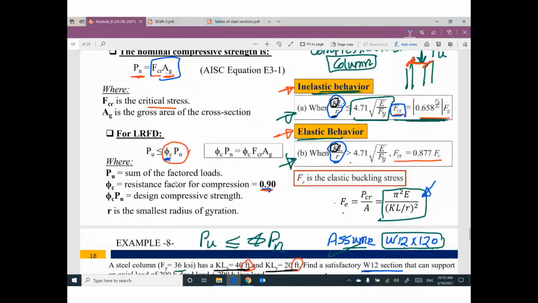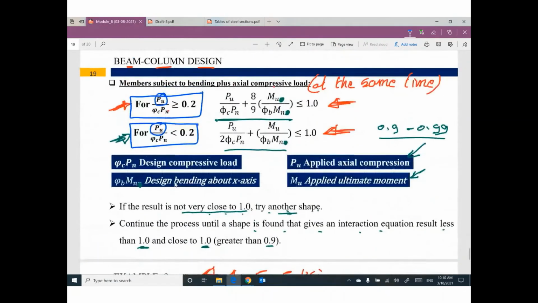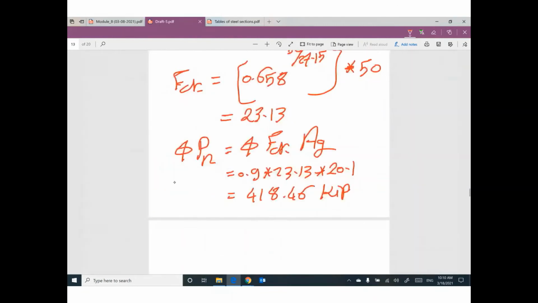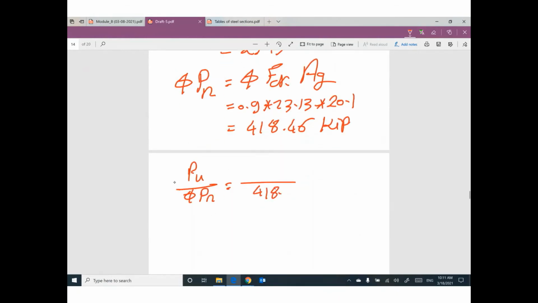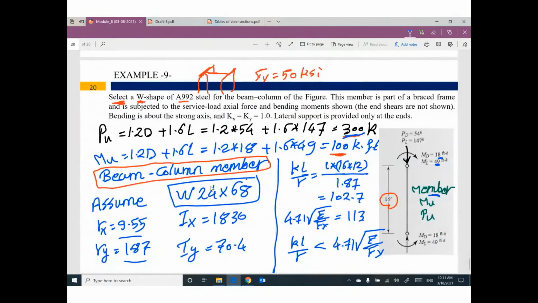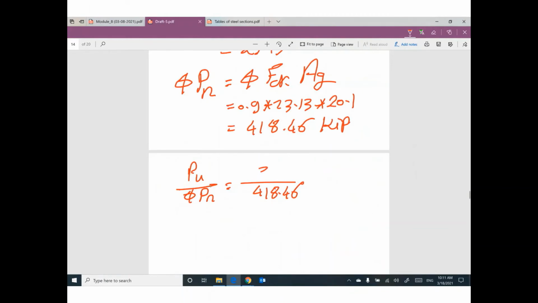Guys, I would like to remind you what you are looking for. I would like to decide whether this one will be valid or this one. So I need to figure out the value of P ultimate divide phi Pn. Phi Pn right now is 418.46. What is the value of P ultimate? 300. So what is the final answer? It will be something like 0.71.